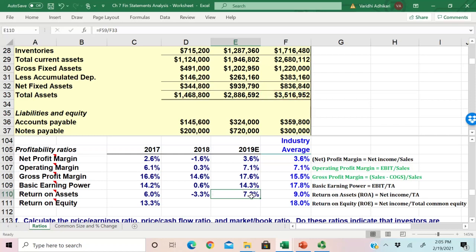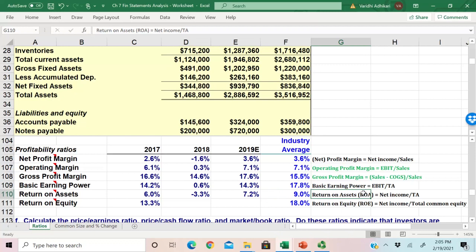Now you can compare that 7.2% with how much investors would actually want on their assets, right? That's the return on asset number that includes all assets, net income compared to all assets, and this company was not as good in terms of ROA. This company did worse than the industry, although it has done better than last year.